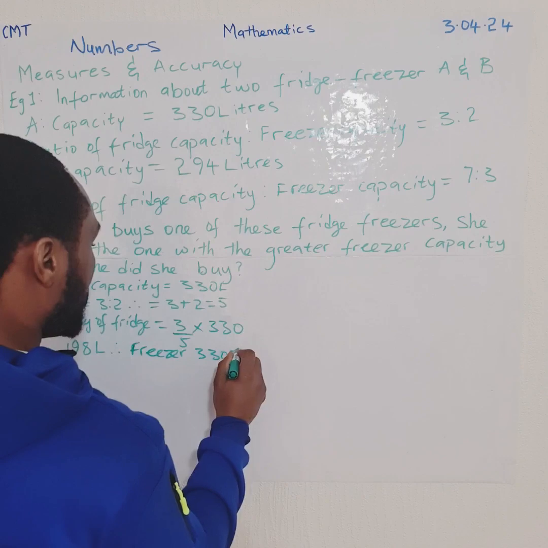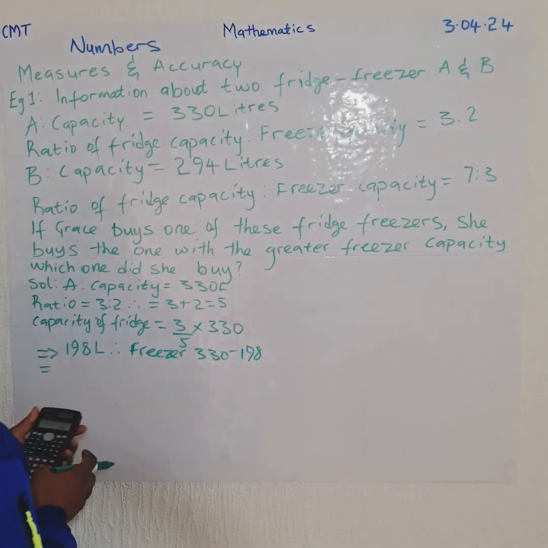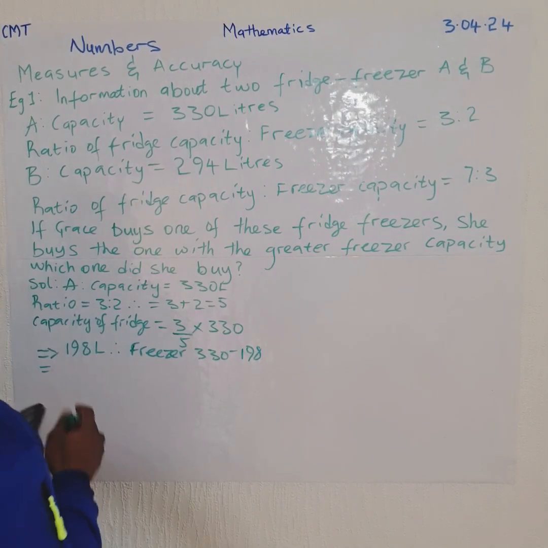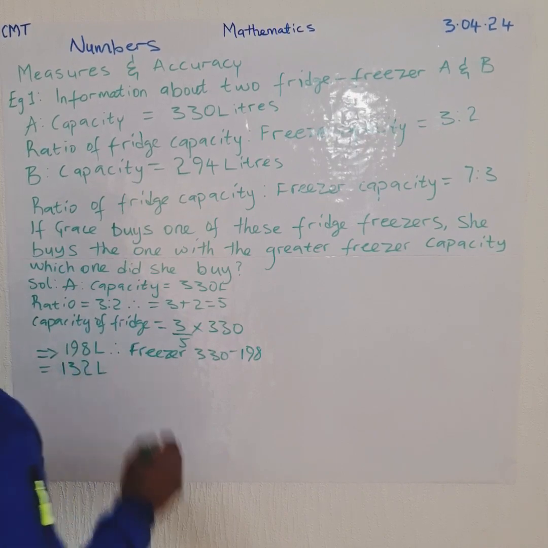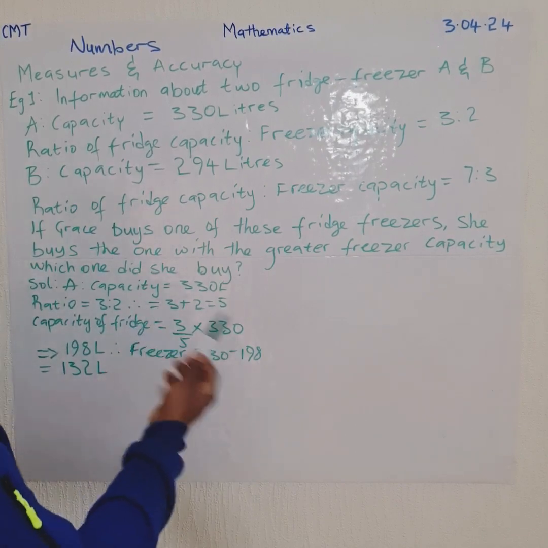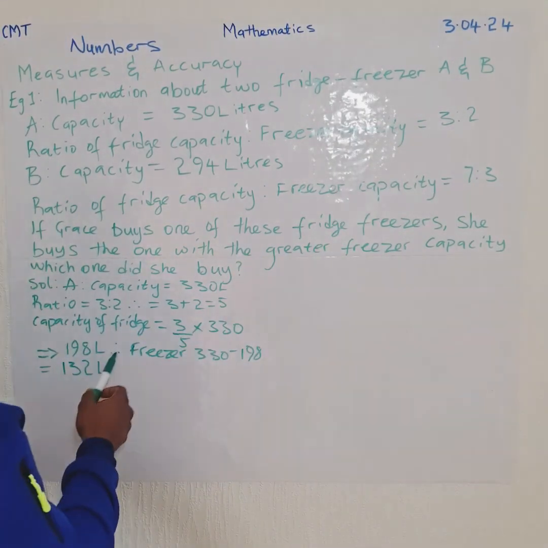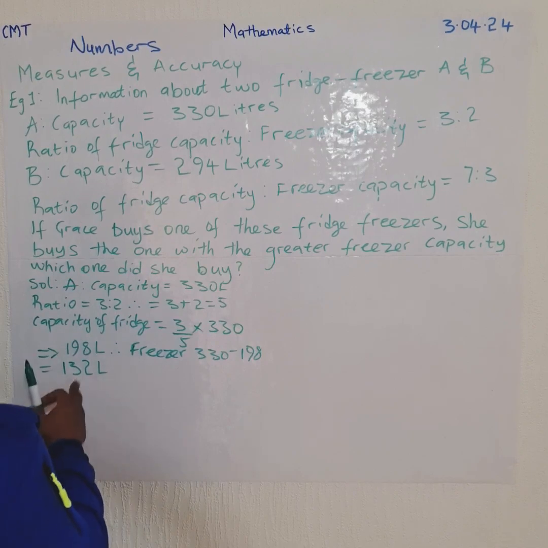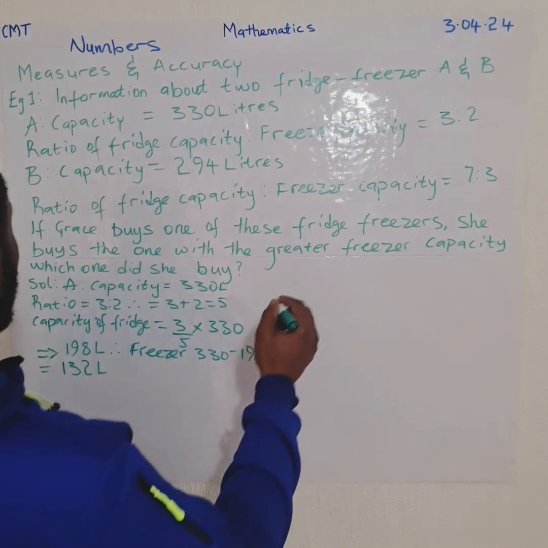Therefore, if the capacity of the fridge and freezer put together is 330, freezer will now be 330 minus 198, which is 132 liters. Alternatively, if you don't want to do this subtraction, you can always do 2, which is the ratio of freezer, all over 5, which is sum of ratio, multiplied by 330. It will give you exactly the same thing, 132 liters. All right, let's look at B.